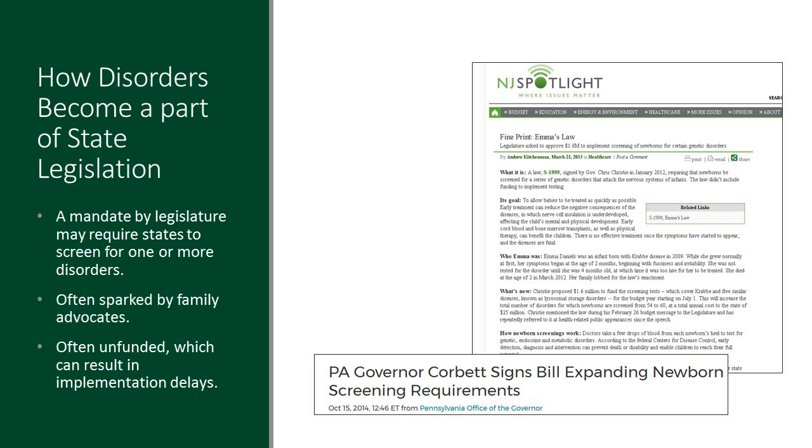Next slide. Okay, so while the previous slides focused on the formal process of adding conditions to the RUSP and illustrated those conditions that are formally on the RUSP, it needs to be noted that disorders may also be added at the state level through the legislative process. In fact, several state programs are screening for additional disorders as a result of state legislative mandates. Typically, these mandates are driven by family or disorder-specific advocates and often do not come with associated funding, which can result in some fairly significant delays in implementation of the screening program for that disorder. Next slide.